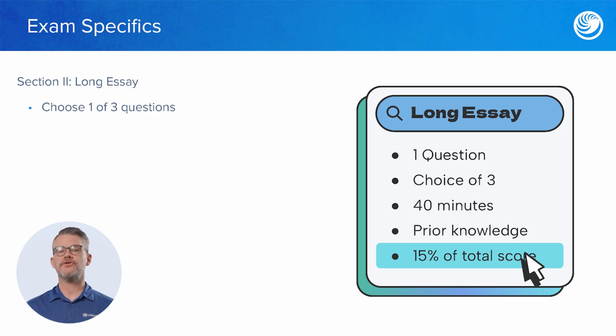The LEQ uses the same core skills as the DBQ, crafting a thesis, using evidence, and applying historical reasoning, but with no documents. That means students have to recall their own knowledge rather than rely on sources, but the thinking process is the same.